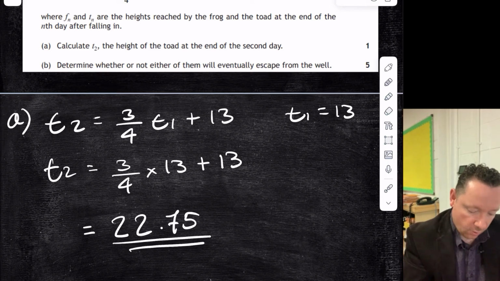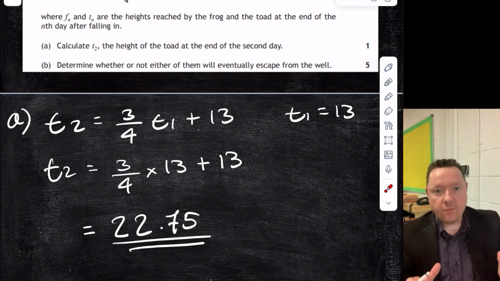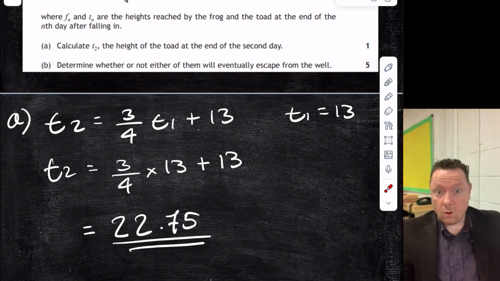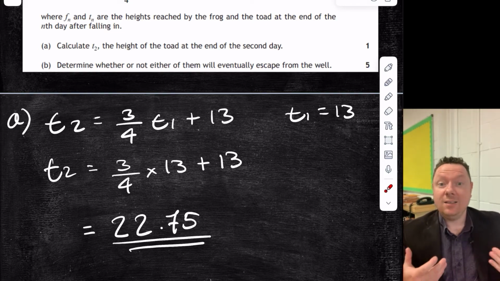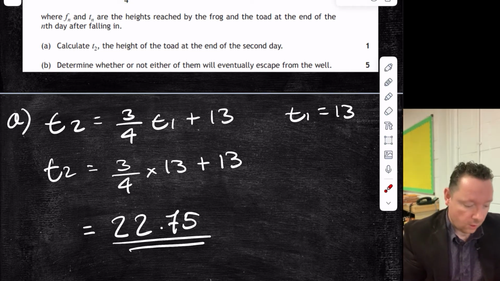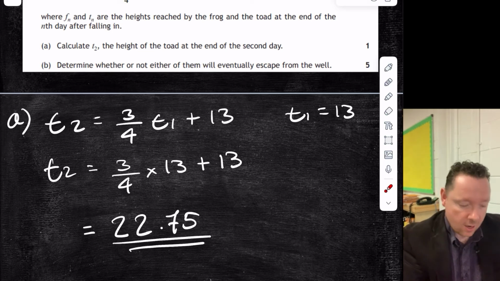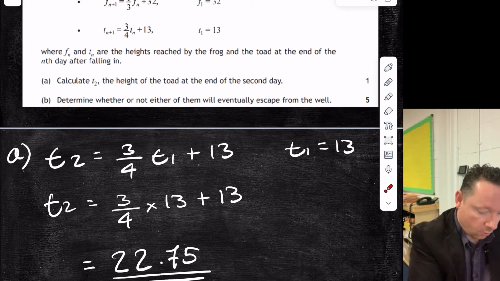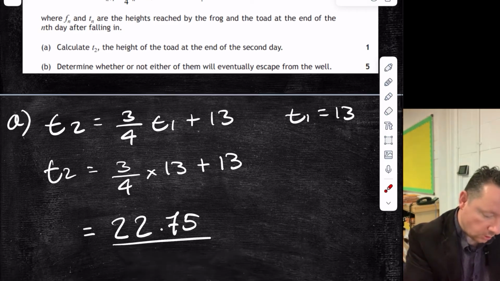Okay, part B of the question says, determine whether or not either one will eventually escape the well. Now this seems to be like, well, what's this asking me? Whenever a question says, basically, will something happen after a certain amount of time and it's to do with recurrence relationships, it's asking whether it's got a limit or not. So if you understand that when a sequence has a limit, you'll be fine. Now, a sequence has a limit when the number in front of f of n or T of n in this case is between -1 and 1. So let's just save that.